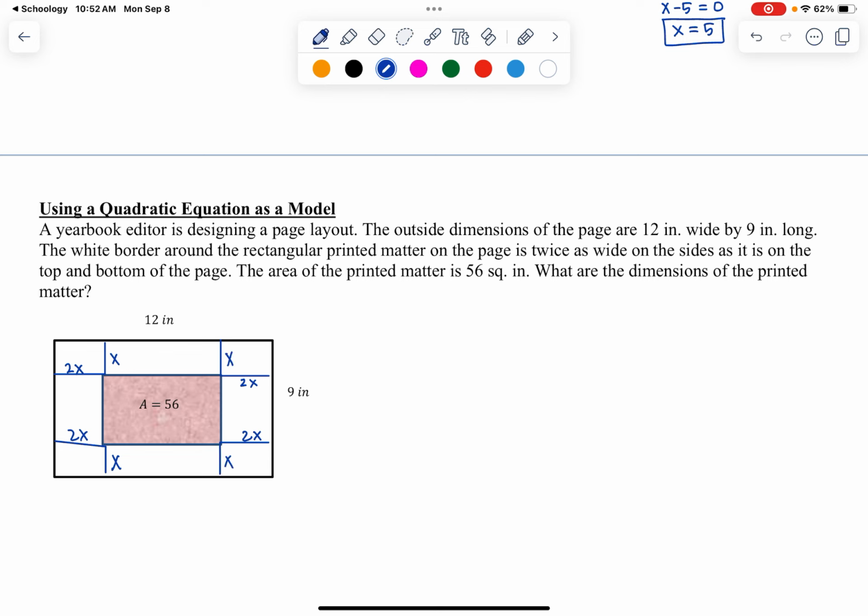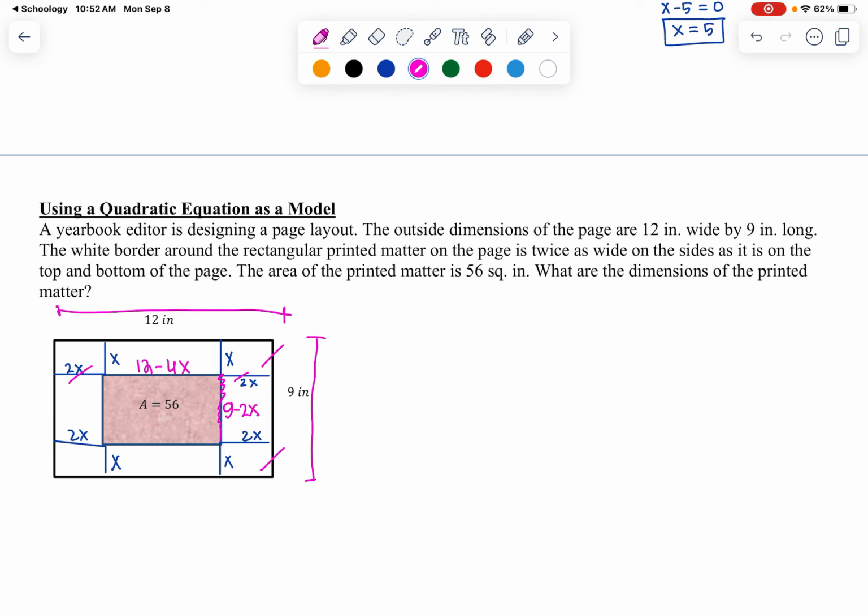Okay, so I want to come up with something to call this and then something to call the other piece. If you look, the whole thing is 9, right? But I have to get rid of this and this. So this is 9 minus 2x. And then the same idea here, this whole thing is 12, and then I have to get rid of this and this. So that's 12 minus 2x, which is minus 4x.